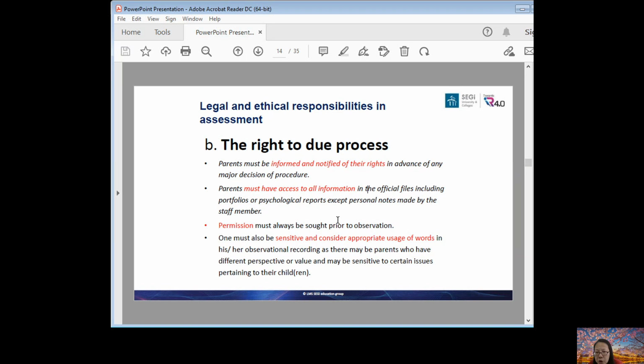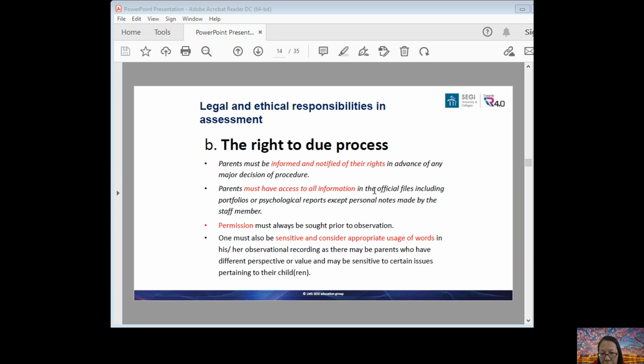And any psychological reports, any results of diagnosis, should be shared with the parents, except certain notes you wrote for yourself that you did not show. But anything more than that, you should share with the parents. Provide parents with all the information in the portfolio of the child.